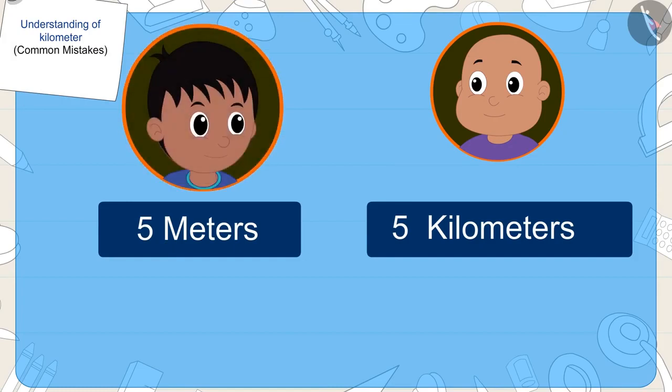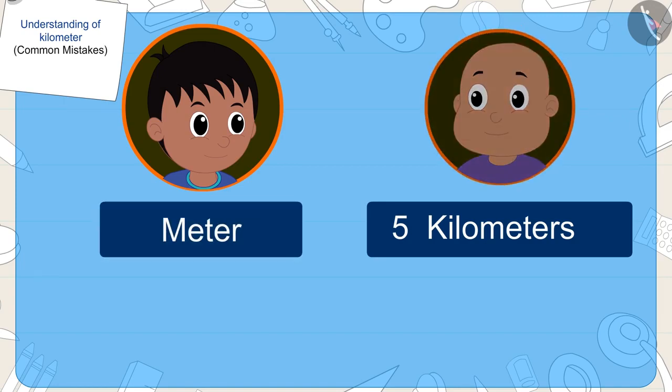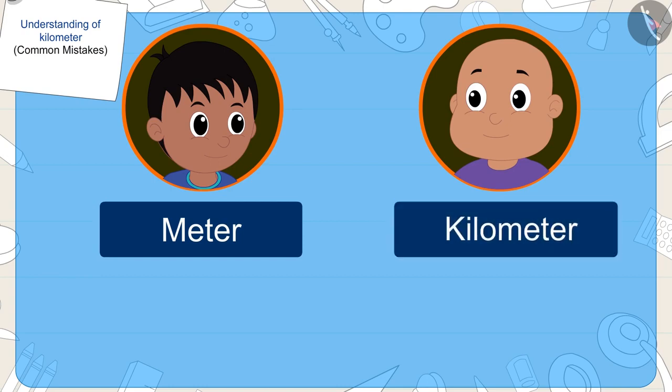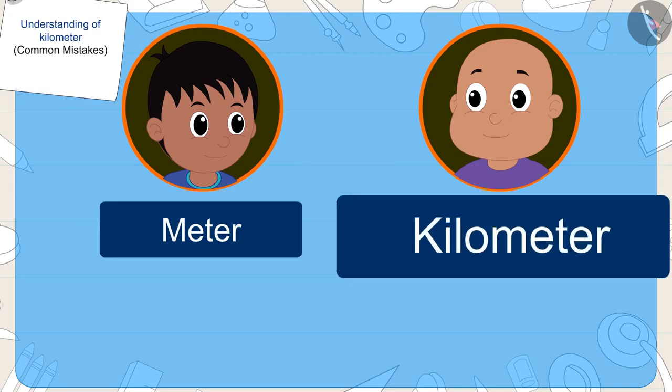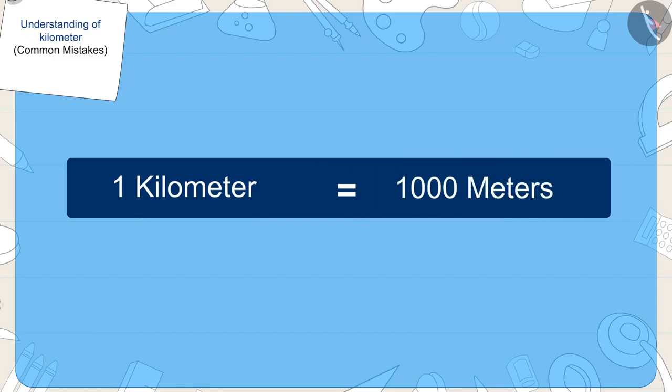the distance unit of Raju's house is in meters, and the distance unit of Bablu's house is kilometers. And kids, you do know which one of these two units is bigger, don't you? Yes, kilometer is a larger unit than meter, because 1 kilometer is equal to 1000 meters.